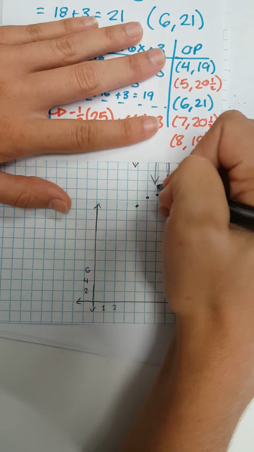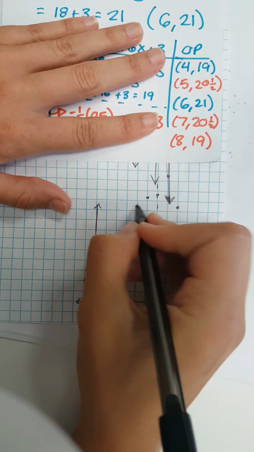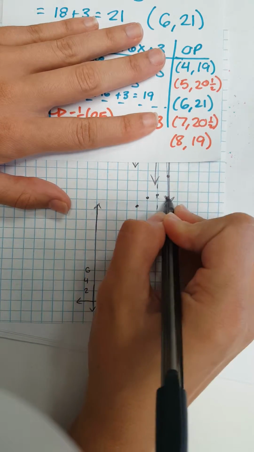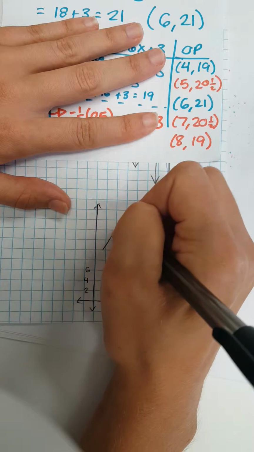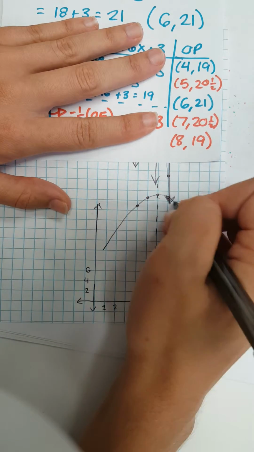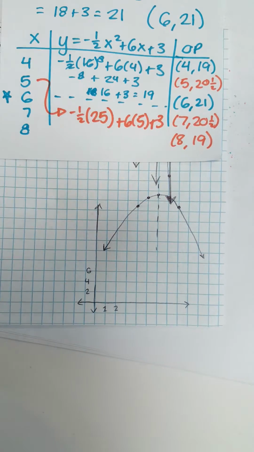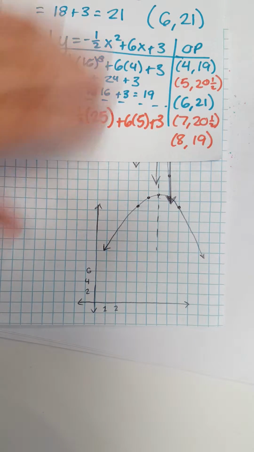So see how I'm just reflecting across this axis of symmetry? I'm just reflecting it 2 away, 2 away. 1 away, 1 away. And this is a nice wide curve of a parabola. So hopefully that's what you guys got.